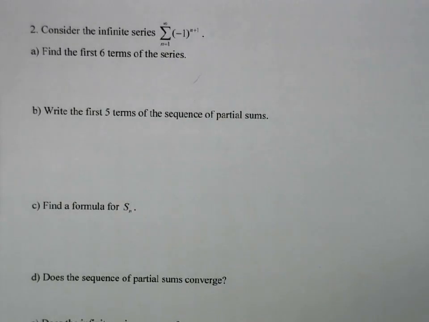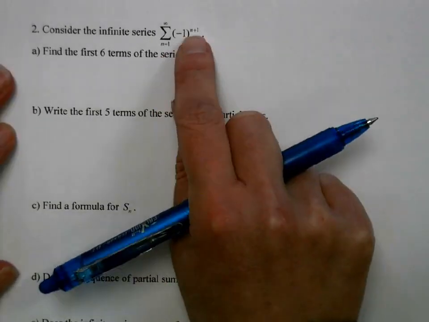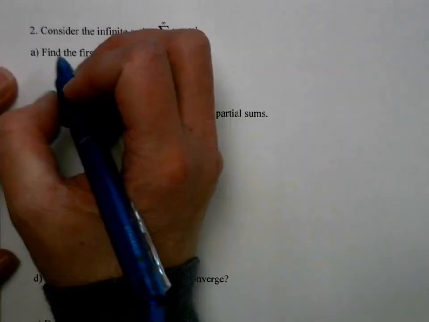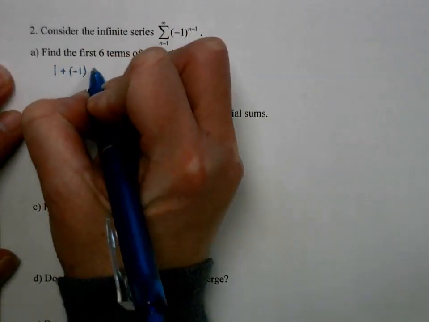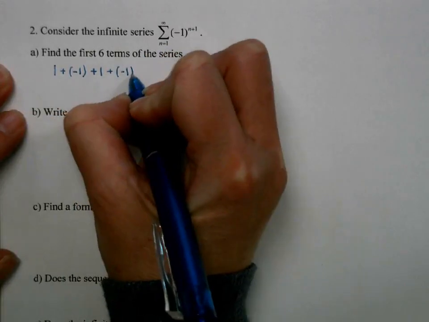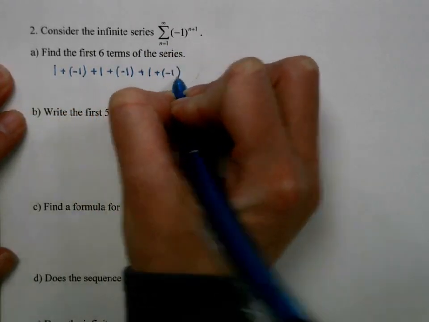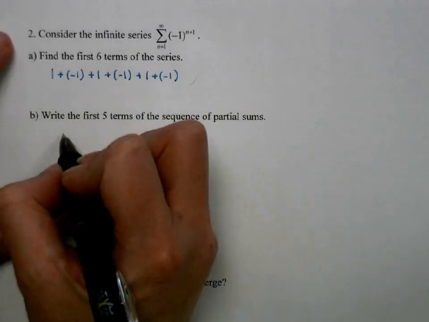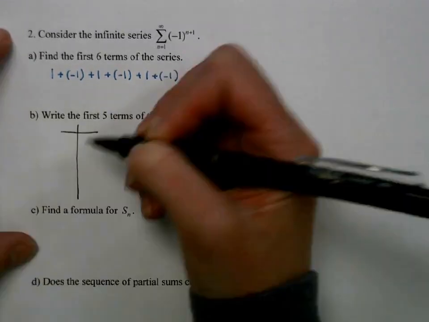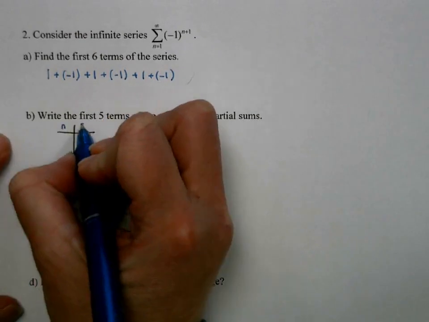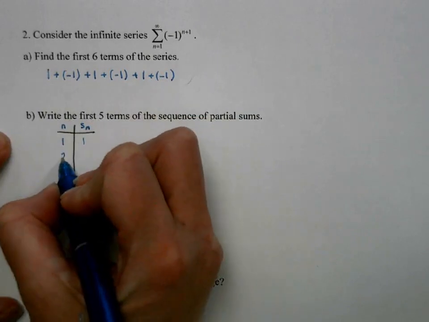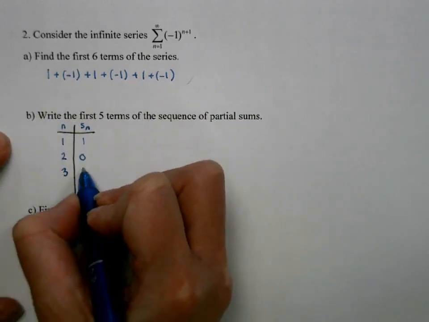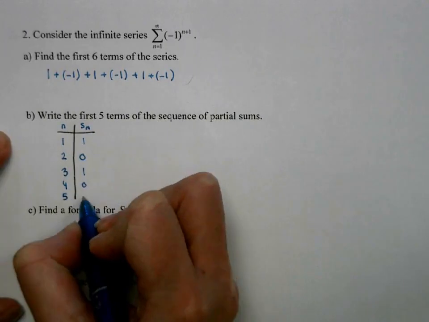So our next one is the series of (-1) to the n plus 1. My first 6 terms: if I plug in a 1, my exponent is a 2, so it's going to be a positive 1. If I plug in a 2, that becomes 3, so I'm adding a -1, then a positive 1, -1, and so on. These partial sums are pretty easy to generate. If I add the first 1, we get 1. If I add 1 and -1, we get 0, then 1, 0, and 1.